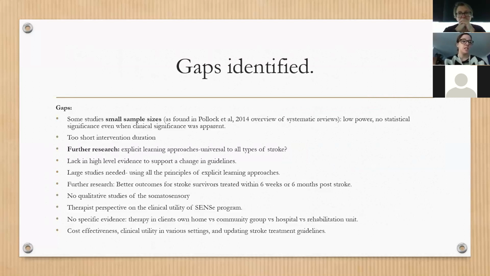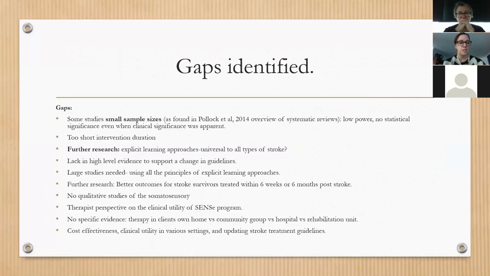Further research to identify if better outcomes for stroke survivors undertaking this kind of therapy, and if they're treated within 6 weeks of the stroke occurring, or if outcomes do not differ if stroke survivors are treated, say, 6 months post-stroke or later on. I couldn't find any qualitative studies of the somatosensory training to complement the quantitative studies, so there were no patient perspectives on recovery using this type of intervention.